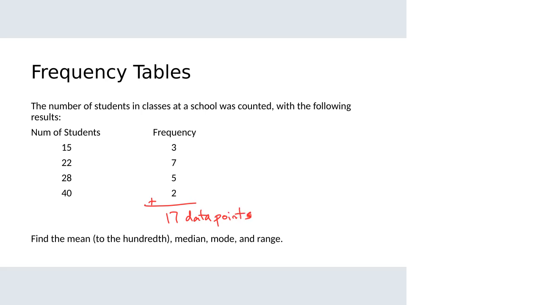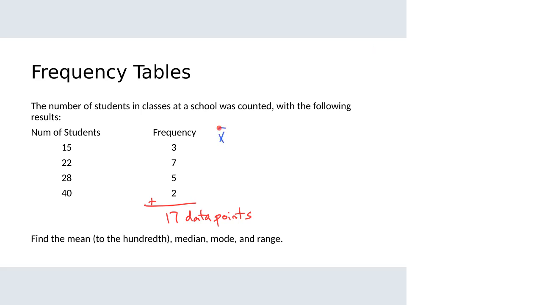Let me know if that doesn't make sense. We don't just have 4 data points here, we have 17. And that's going to be really important for us because when we go to find the mean and the median, also the mode and the range, but especially for mean and median, we're going to want to know how many data points there are. So the first thing we're going to do here is find the mean.